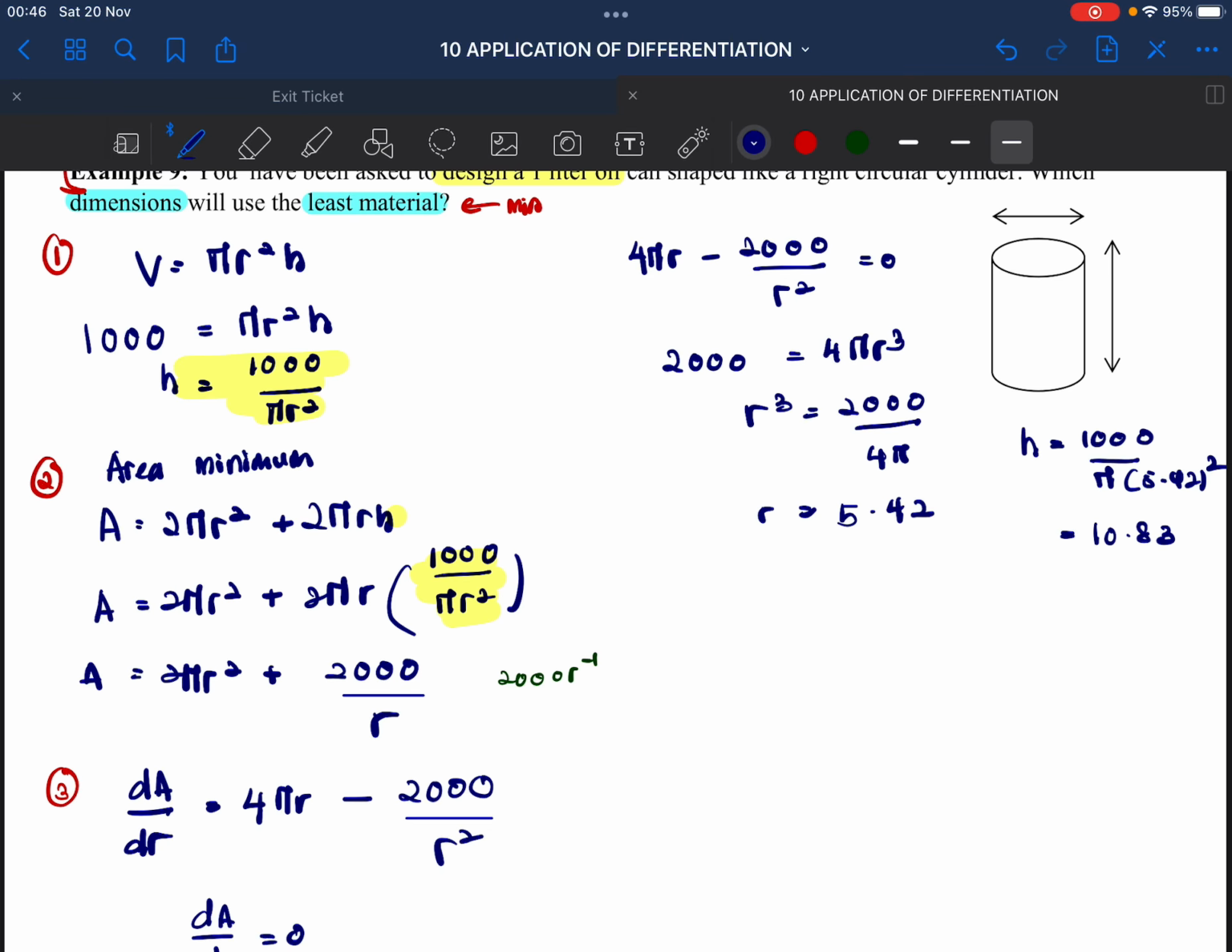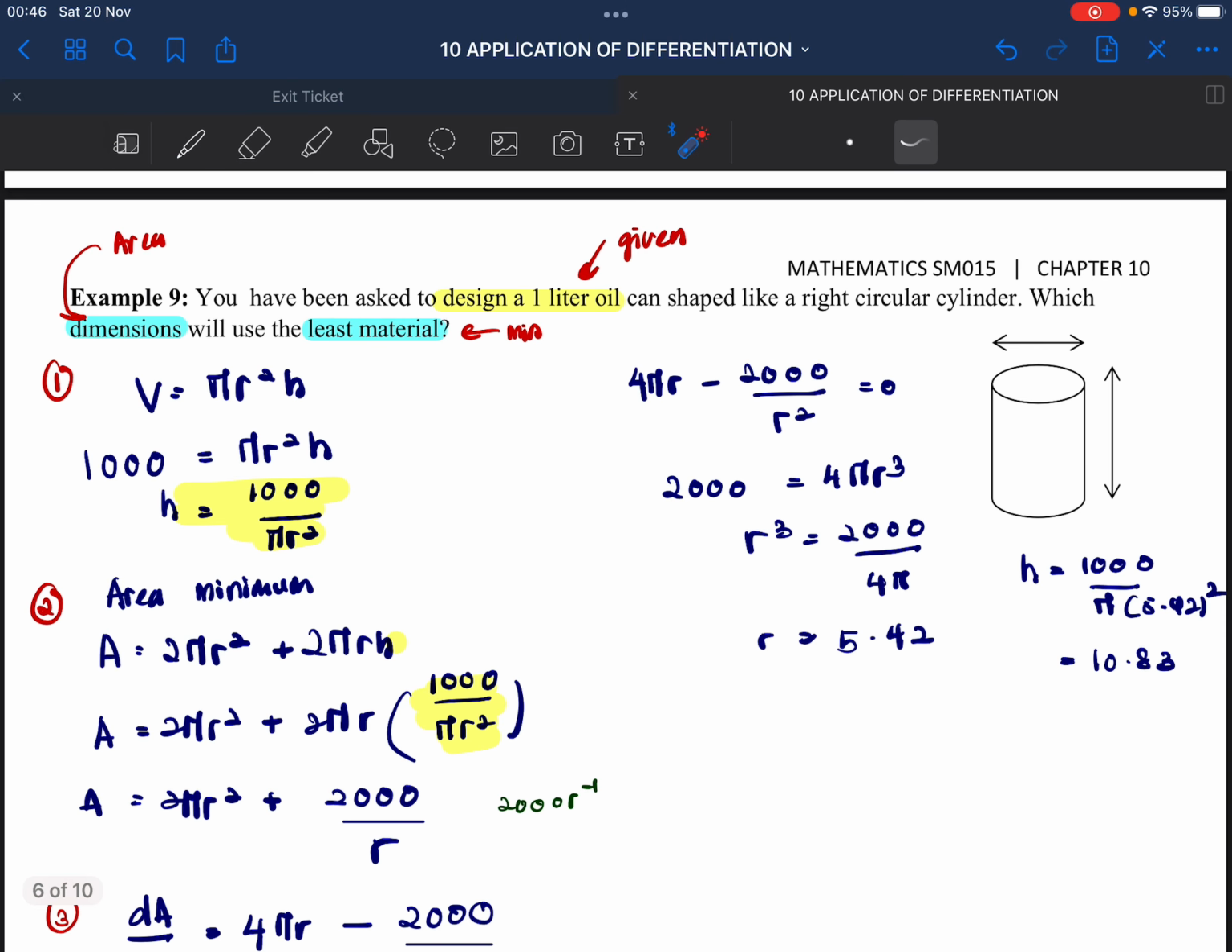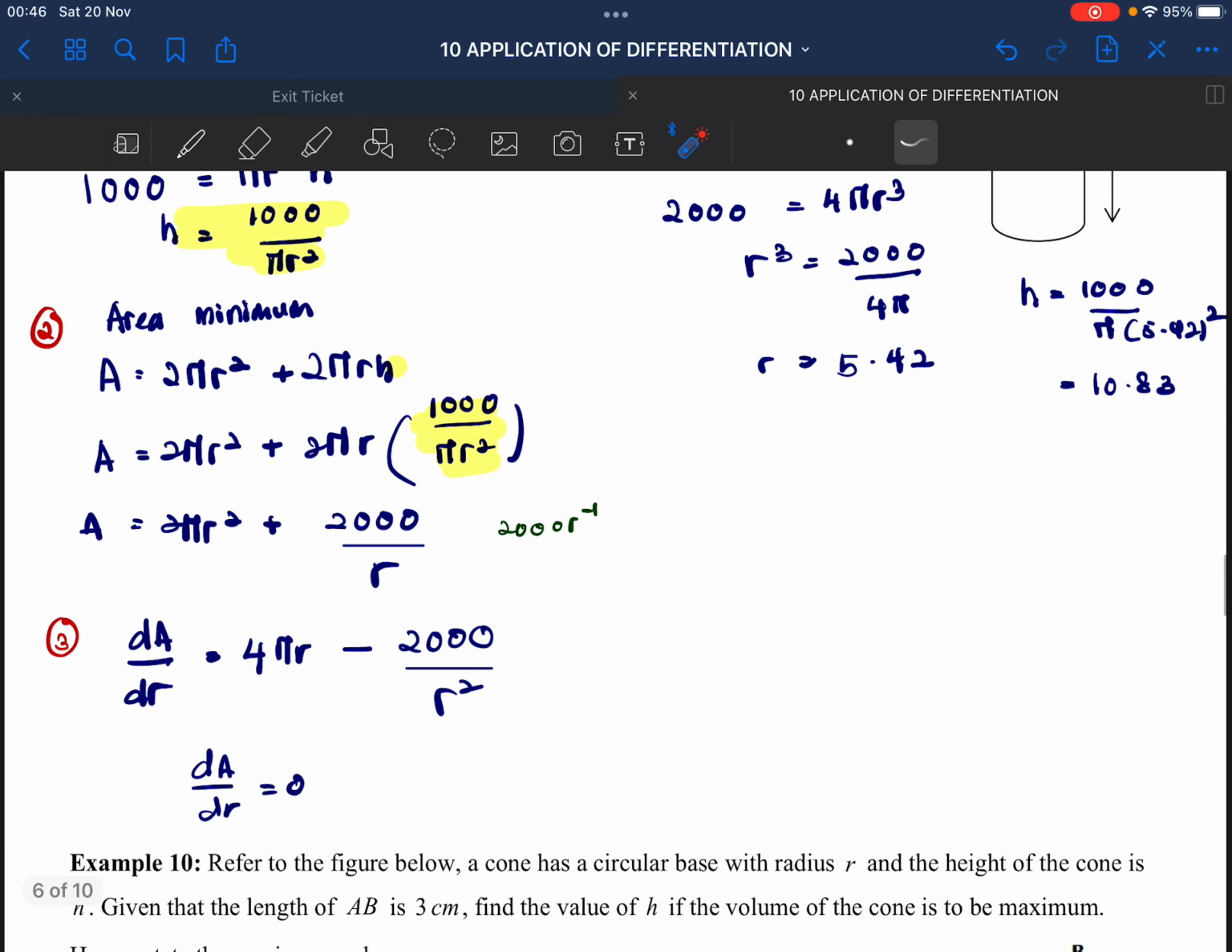Okay, so we have the value of r, we have the value of h. Back to the question. The question asks to find which dimension will use the least material. Okay, remember, always do your second derivative. So second derivative d2A over dr square. So this is our first derivative. Differentiate once more, we will get 4 pi plus 4000 over r cube.